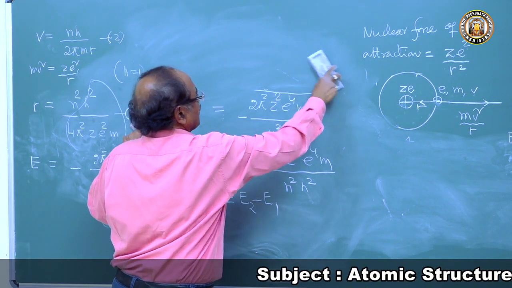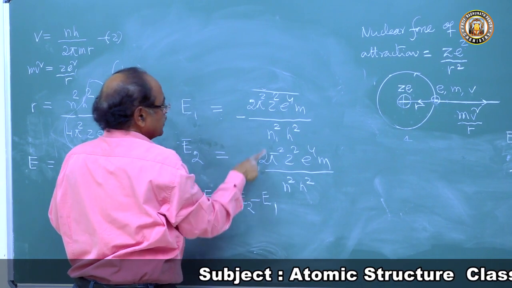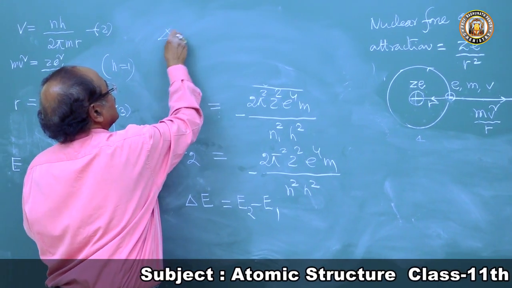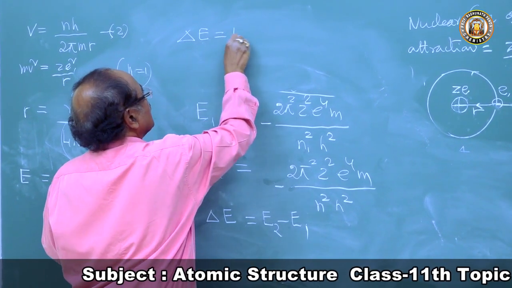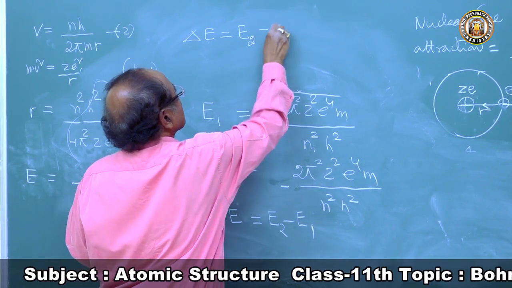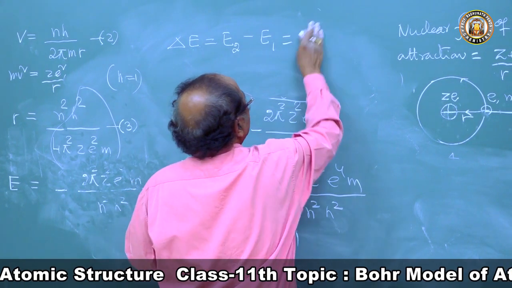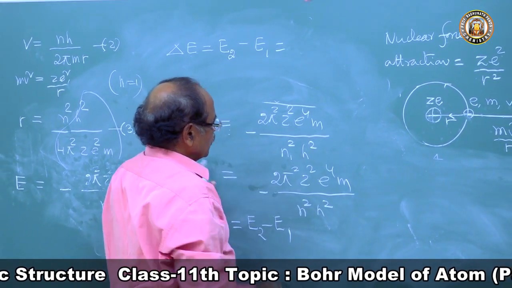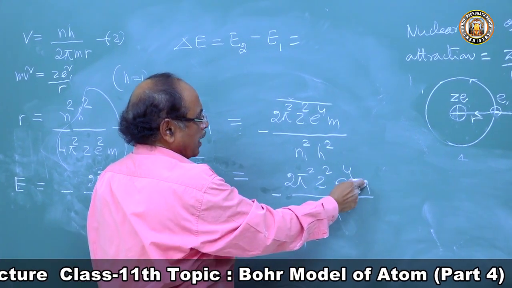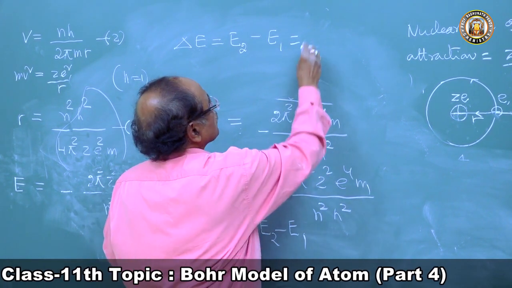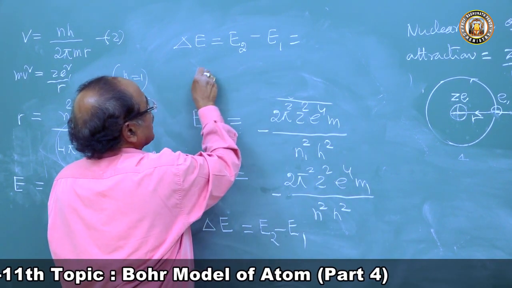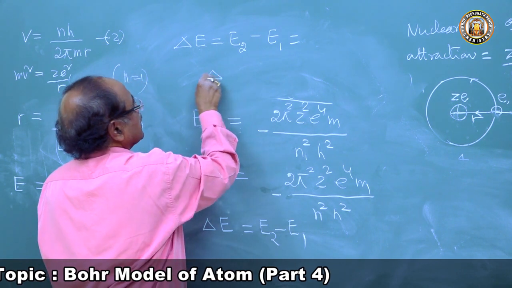E2 minus E1 will be what? You will put this is E2, this is E1. So this delta E will be equal to E2 minus E1. We'll take the common, because both have 2 pi square z square e fourth m by h square in common.